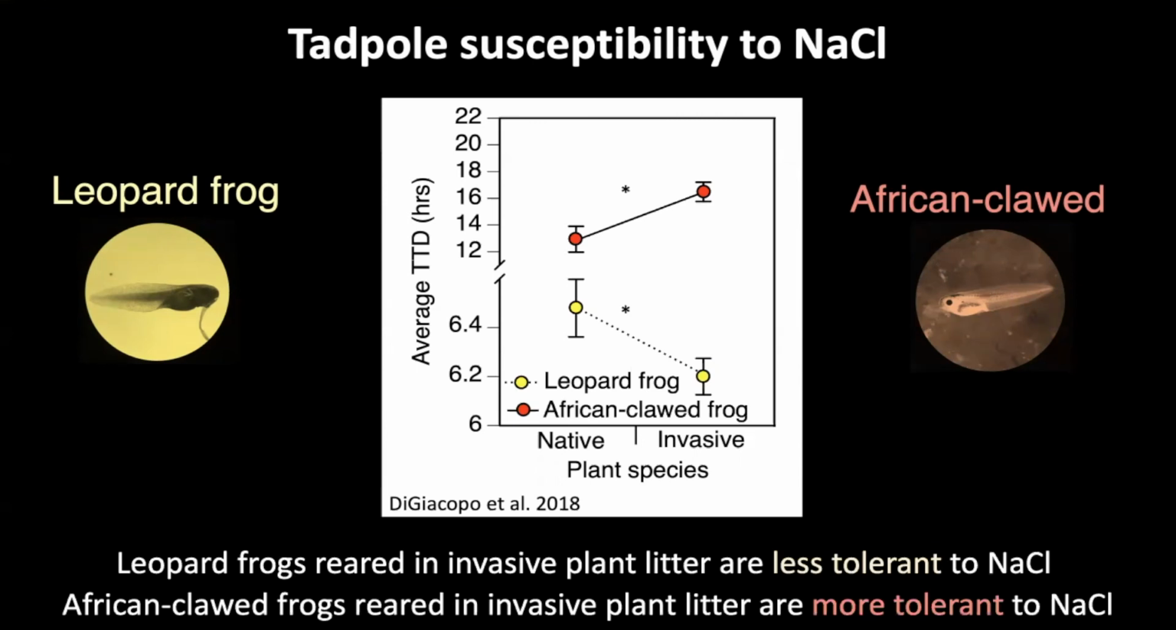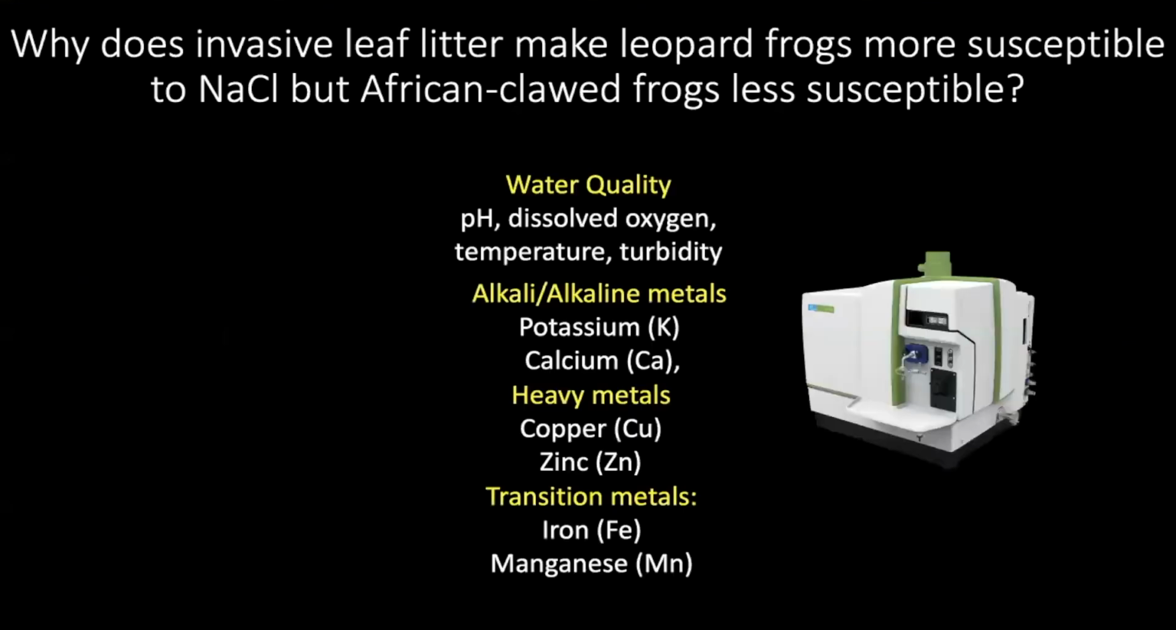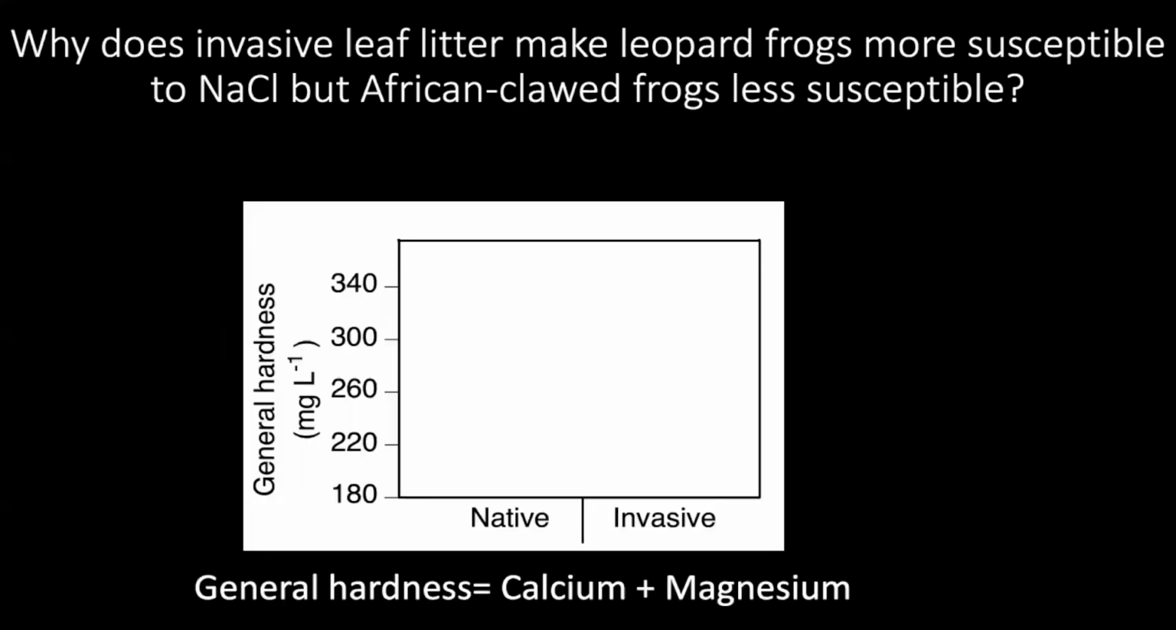And so we were interested in trying to understand a little bit more about what might be driving these patterns. And so the next iteration of students in the class decided to ask this question. Why does invasive leaf litter make leopard frogs more susceptible to sodium chloride, but African clawed frogs less susceptible? They conducted a number of analyses on the leaf litter leachates. For today, I'll focus on just general hardness, which is the combination of calcium magnesium.